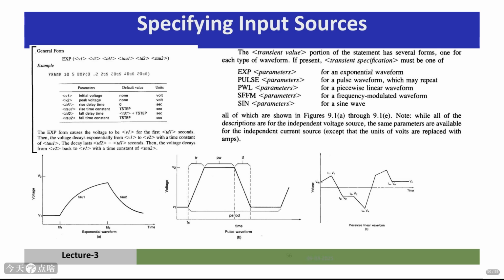The EXP form creates a waveform that starts at V1, then exponentially rises or falls to V2, and then exponentially rises or falls back to V1. The pulse form creates a repeating pulse train with specified rise time TR, fall time TF, pulse width PW, and period PER. The PWL form lets you define a custom waveform by specifying a series of time voltage pairs. The diagrams show examples of these waveforms.